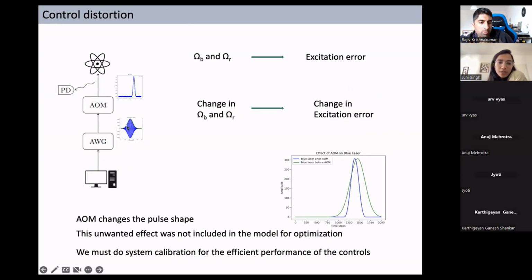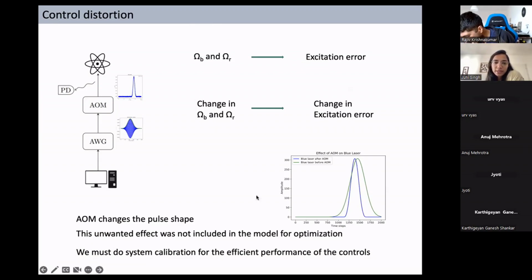So this was the RF frequency that we used, and we noticed that after passing through this AOM, it was not the same pulse that we were reaching. You can even see here the standard deviation of this Gaussian is much larger than the standard deviation of this Gaussian. So the pulses were getting distorted. A particular omega B and omega R, so a particular control, gives you a particular excitation efficiency. And if there is a change in your controls, that means there is a change in your excitation also. And this is something that we didn't want.